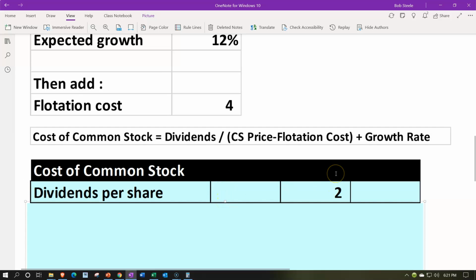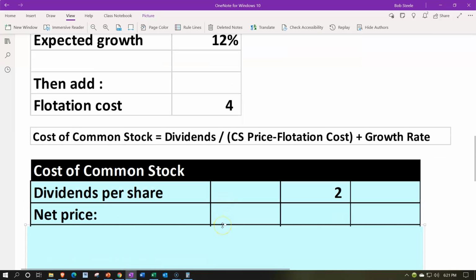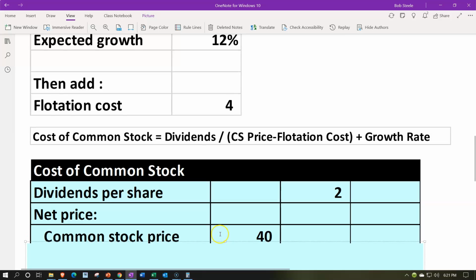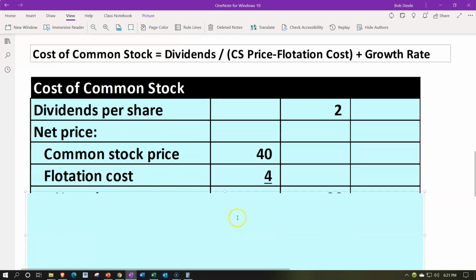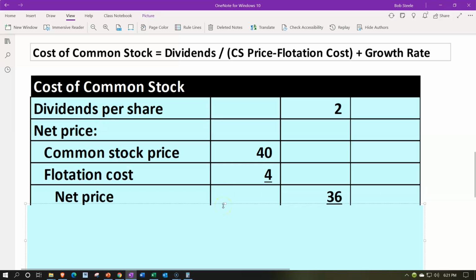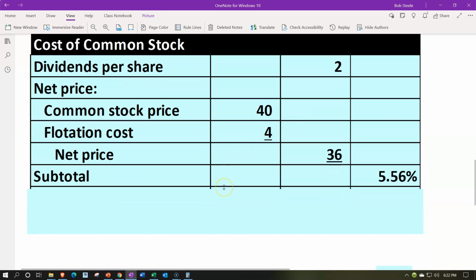So what we have then is the dividends. We're going to have 3 columns now. I'll put the dividends in the middle column. So we have the dividends, and we're going to compare that to the net price, not just the price at this time. The common stock price is the $40 like we saw before, but then we take out the one-time issuance cost of $4. The 40 minus the 4 is 36. So now we're comparing the dividends per share to the net price, which is 36 rather than 40. 2 divided by 36 is going to give us 5.56%.